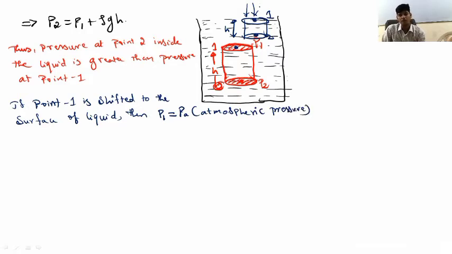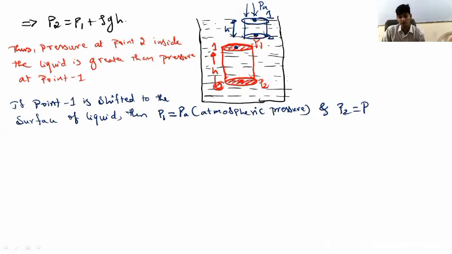P1, the pressure at point 1, is nothing but the atmospheric pressure, because point 1 is kept open to the atmosphere. So P1 is nothing but PA, atmospheric pressure, and we'll write P2 as P. Here P means the pressure at a point which is at a depth h inside the liquid.